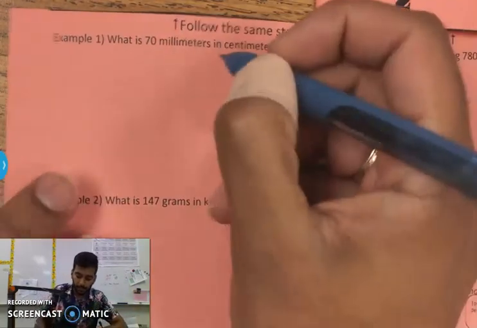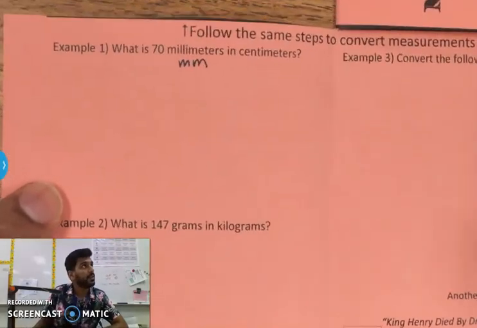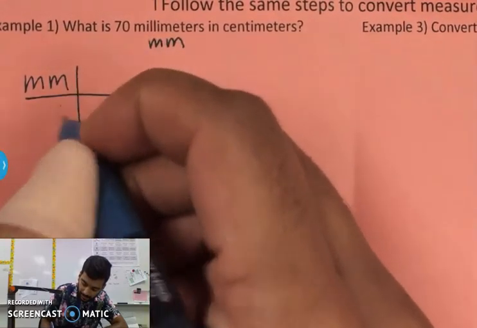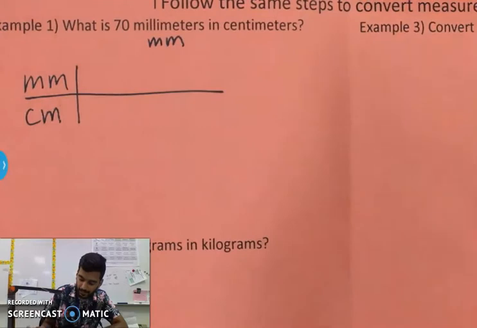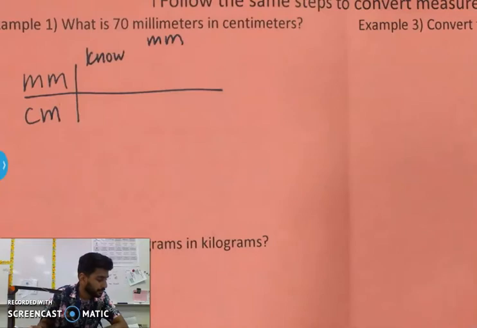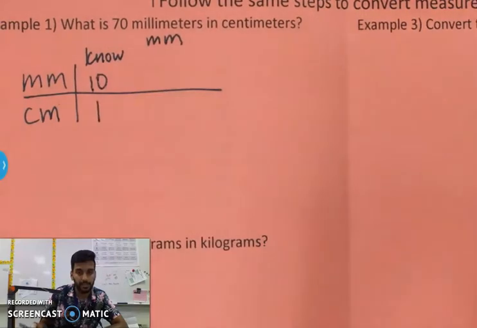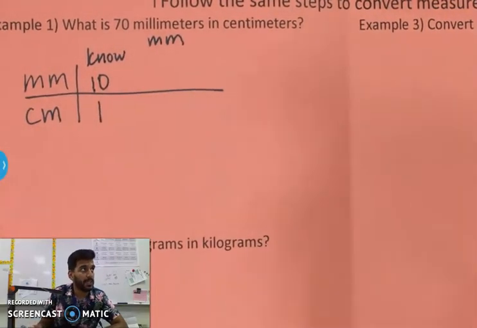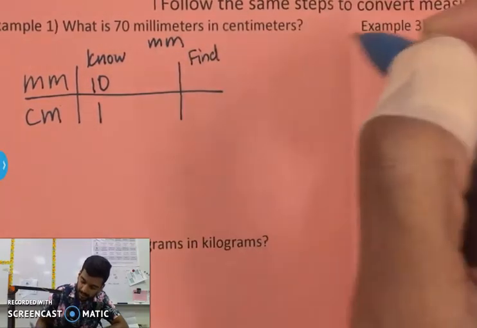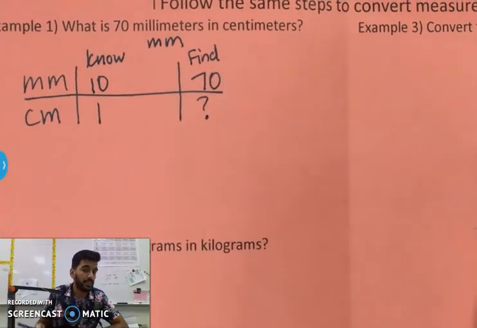So you can do it either proportion. So for example, we're comparing millimeters with centimeters. If I compare millimeters to centimeters, I know from my reference chart that 1 centimeter is 10 millimeters. They want to find, if there's 70 millimeters, how many centimeters would there be?